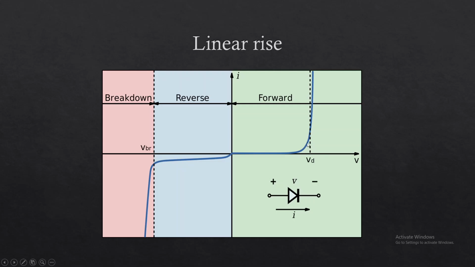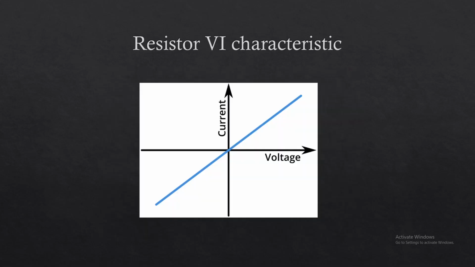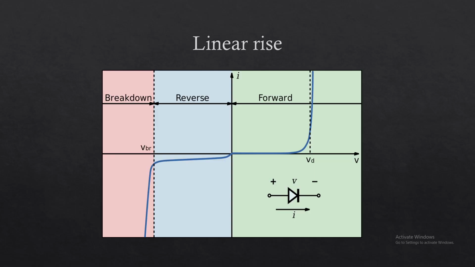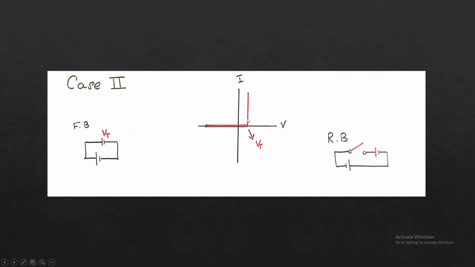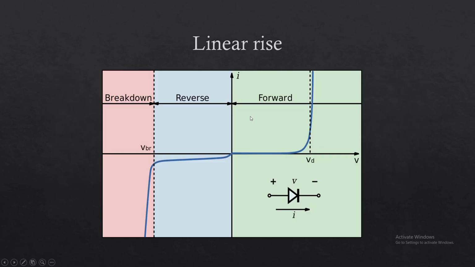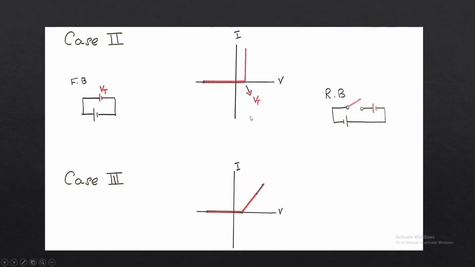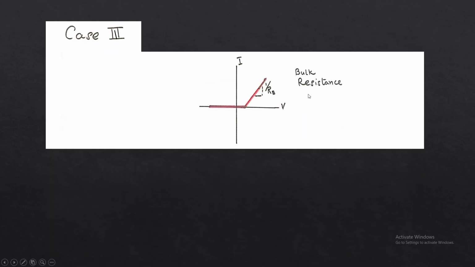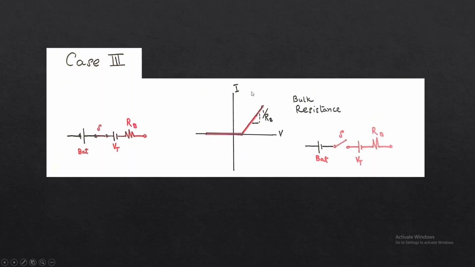What is a linear graph? If you know the graph of a resistor, the growth is like this. If you increase the voltage, the current will increase, but linearly. So in the actual graph of a diode there is a linear rise, but here we are observing a straight line. So it means there must be some resistance, which is known as bulk resistance, and it can be calculated through this slope. So the final circuit will become like this.